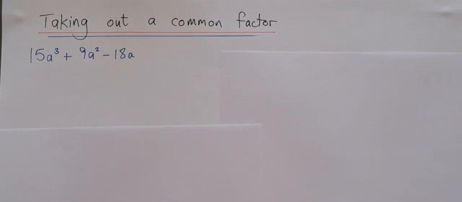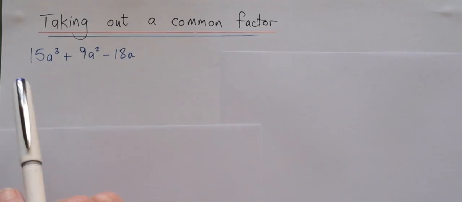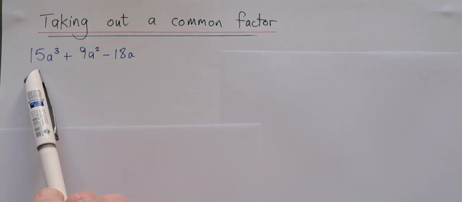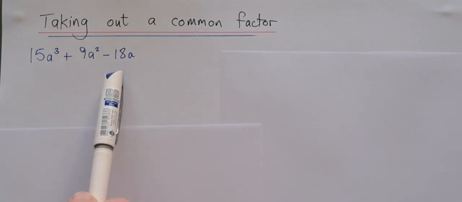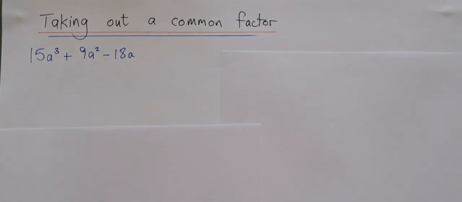So let's start off with a trinomial, in other words, 3 terms. And we're going to look first of all at the coefficients, and then we're going to look at the variables to see what they have in common. So remember, the coefficients are the numbers in front of the variables, and if we look at 15, 9 and 18 to find the highest common factor, if you've forgotten how to do that, go back to the video on highest common factors. The easiest way to do that is to say what times table do these all belong to.